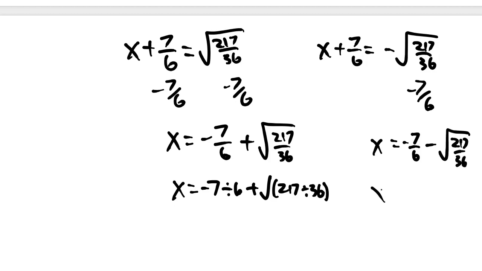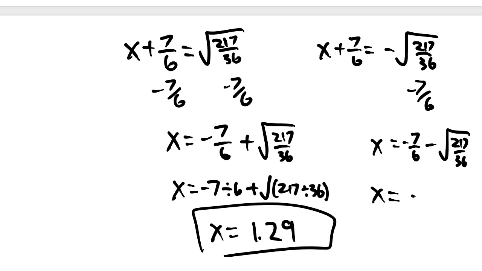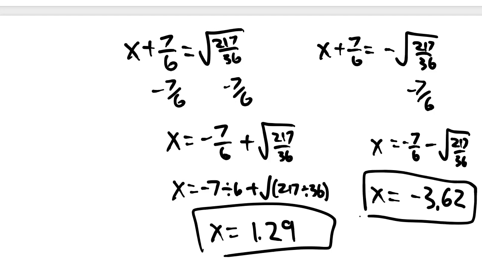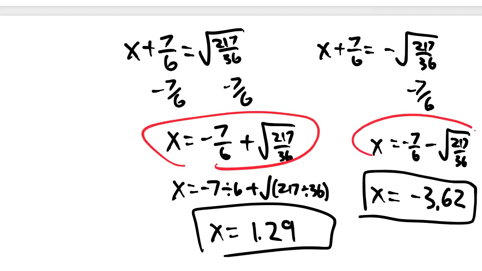So if we do those, let's do the decimal approximations first. If I plug this in as shown, I'm going to get 1.29. I see 0.288, but it would round to 1.29, and I would get x equals negative 3.62. Okay, cool. So if you want the decimal approximation answer, that's it, you're good. Now, if you want the exact form, yes, this is an exact form solution.